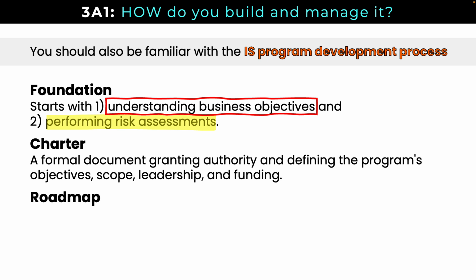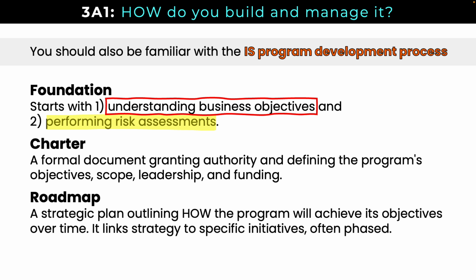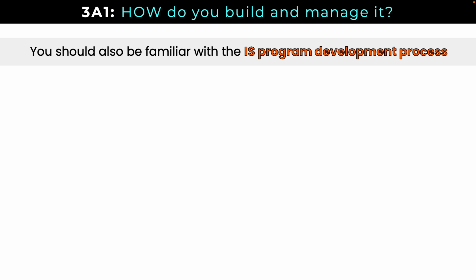The roadmap, that's the strategic plan outlining how the program will achieve its objectives over time. It links the strategy to specific initiatives, which means the roadmap is often phased out. So we have checkpoints along the way as we complete smaller projects throughout that roadmap implementation.